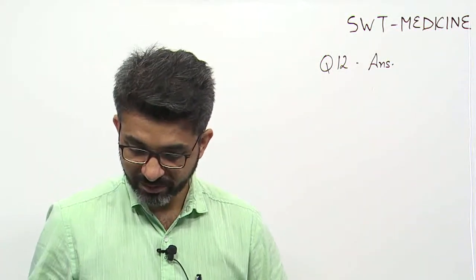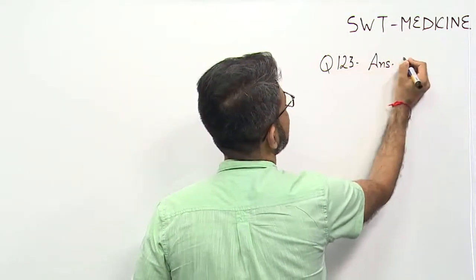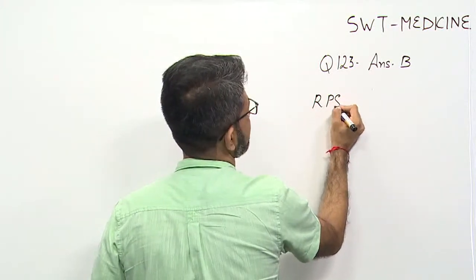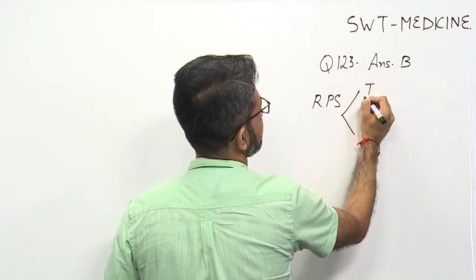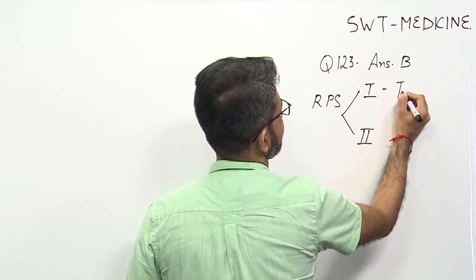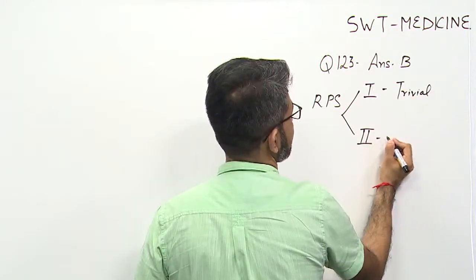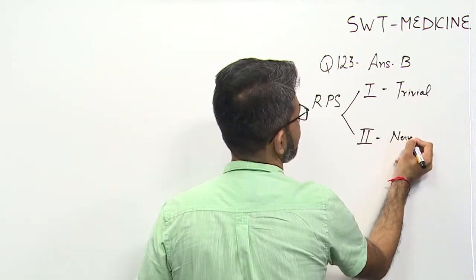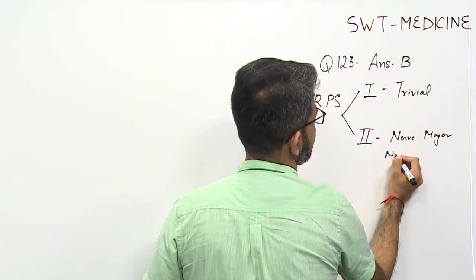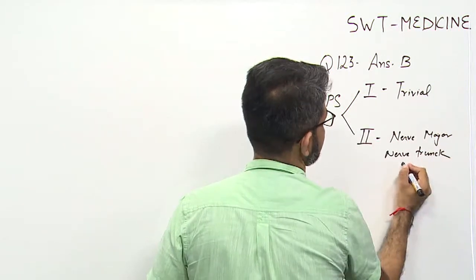Next question is question number 123. The answer is B. Remember, regional pain syndrome, they are of two types, type 1, type 2. Type 1 occurs after trivial tissue trauma. Type 2 occurs after nerve or major nerve trunk injuries.